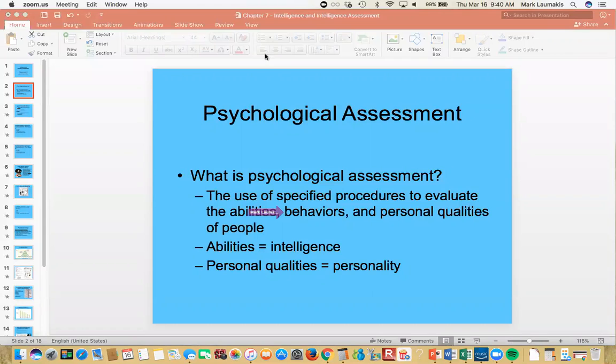I think the key phrase that I want to highlight for you in this definition up above is the phrase specified procedures, okay? I'm willing to bet that a lot of you, especially if you're taking psychology because maybe you're a potential major in psychology, are curious about other people. And probably on an everyday basis, as you make your way through your day, you're doing informal, everyday kind of mini assessments, if you will, of other people. You're judging people. You're evaluating them.